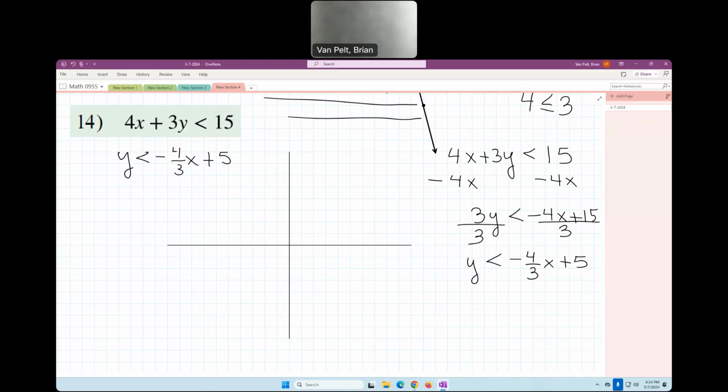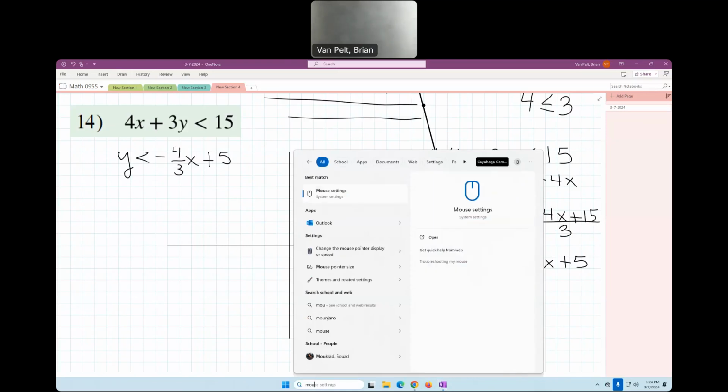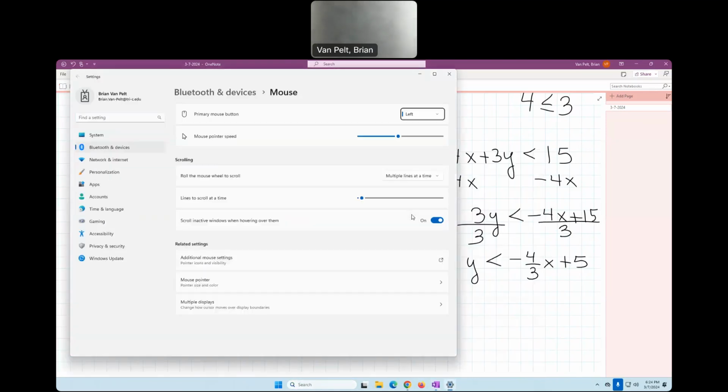I'll tell you what I'm going to do though. I want to fix this mouse. I'm having a lot of trouble with it. It's driving me up a wall. Yeah, this works.